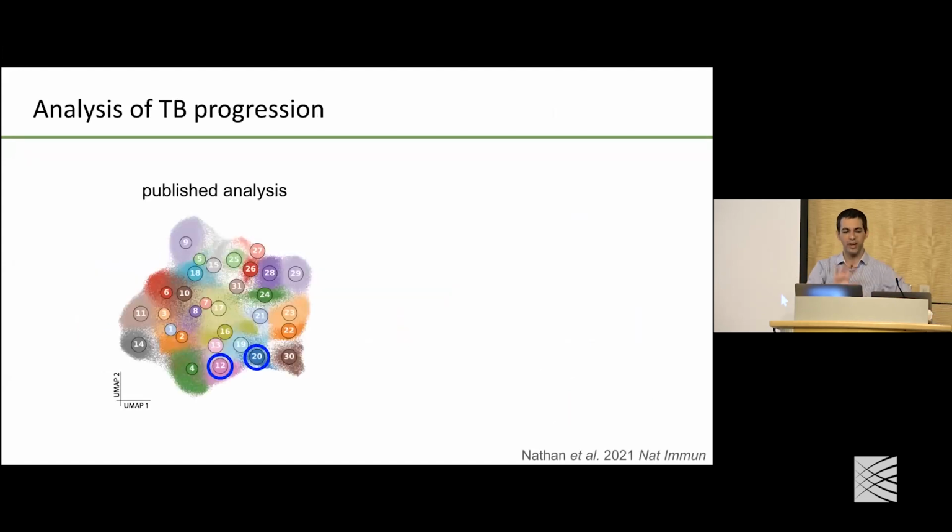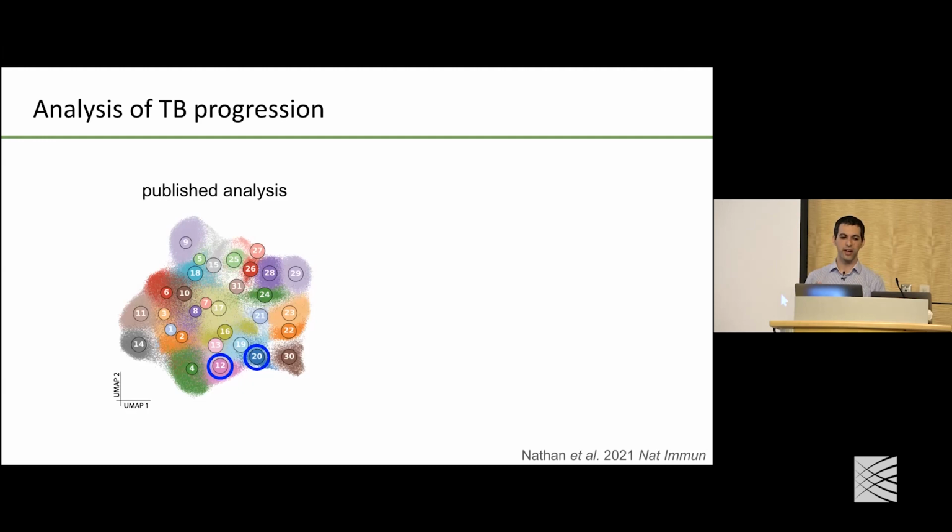So I want to turn now to a more supervised mindset, looking at the phenotypes that we had in this data set. The primary one of which was this phenotype of TB progression: whether people infected with TB are able to control the infection or not.